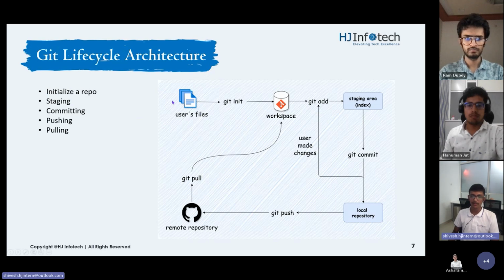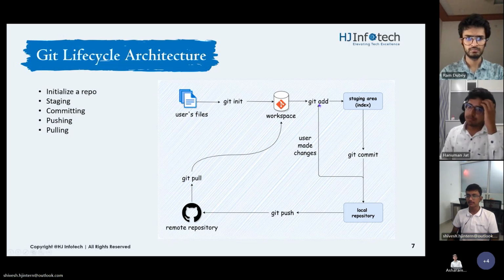We have some files of a user. With git init, we made a workspace for it. What a workspace is: it allows Git to track files in our folder. So if you have a file in your workspace, then you can track it with Git. Otherwise, Git won't track any files outside of that.